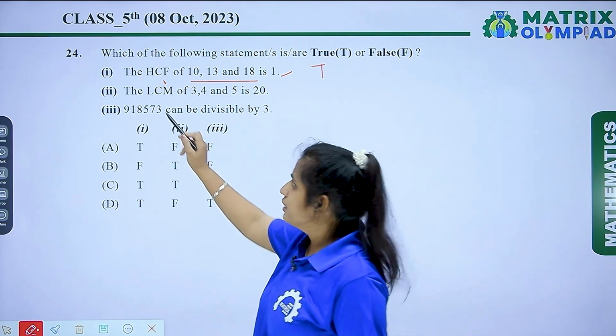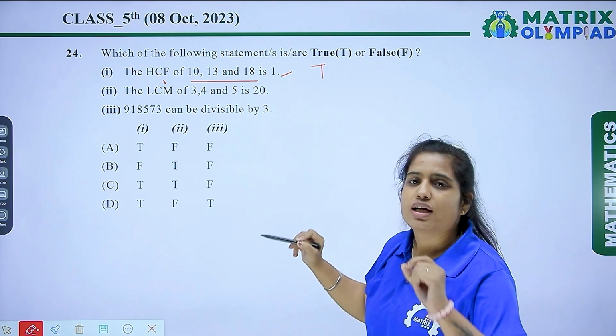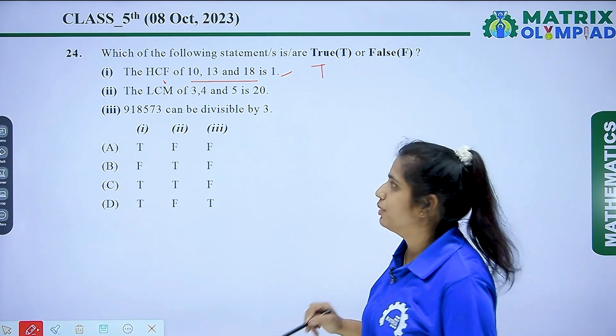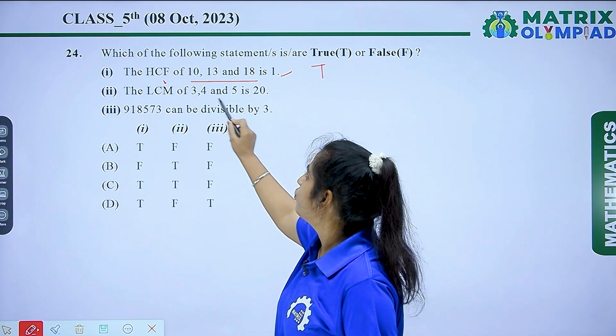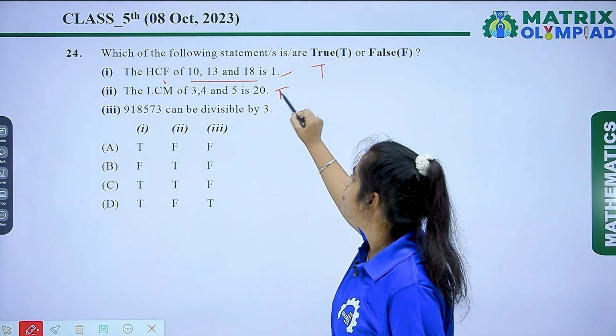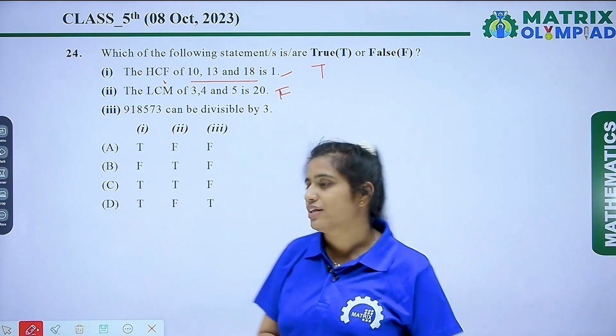The next statement is the HCF of 3, 4 and 5 is 20. अगर LCM की बात करें तो LCM क्या होता है? लीस्ट कॉमन मल्टीपल. तो LCM क्या है 3, 4 and 5 का? 20. So this statement is false because 3, 4 and 5 का जो LCM होता है that is 60.